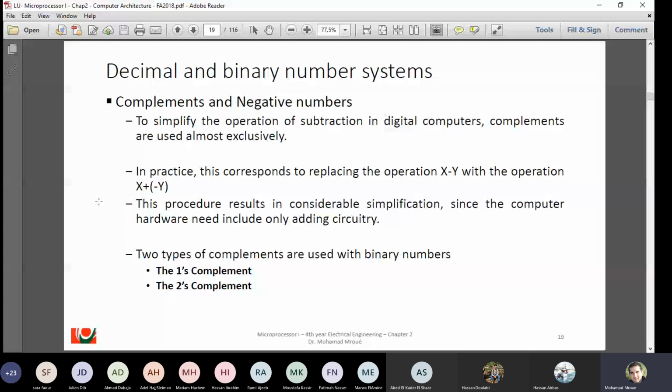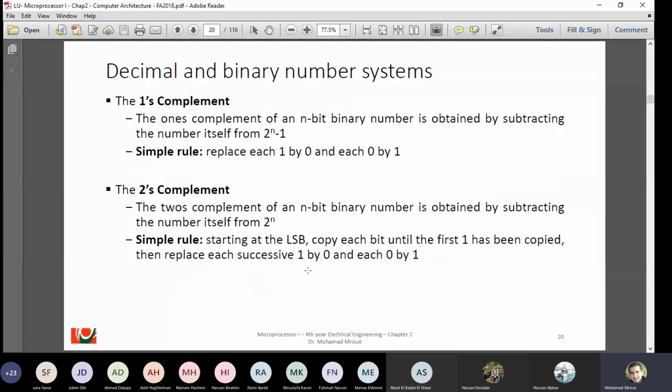Two types of complements are used with binary numbers, the ones complement and the twos complement. Now the ones complement is the bitwise complement, and for the twos complement we add plus 1 to it. Okay. The representation that we always adopt is the twos complement.